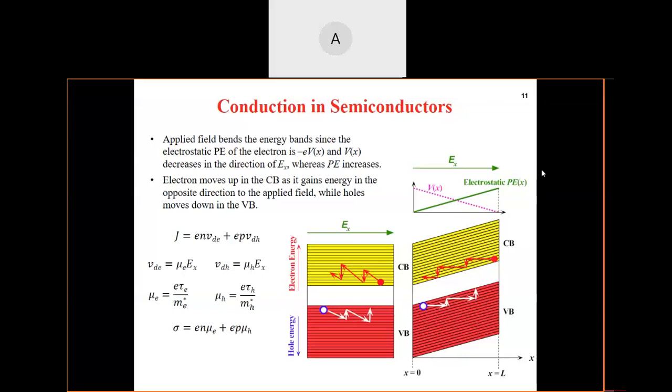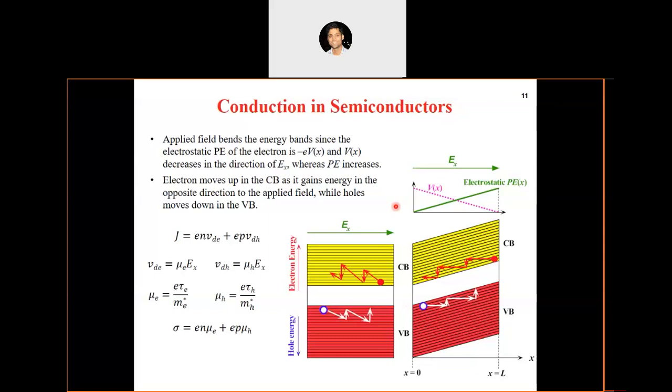No, actually, that is not true. It will remain in the same band. If you try to imagine it this way, it will remain in the same band, but its energy is increasing, right? As it is going in the positive x direction, its energy is increasing, but it will remain in the same band. Okay, sir. Yes, sir.